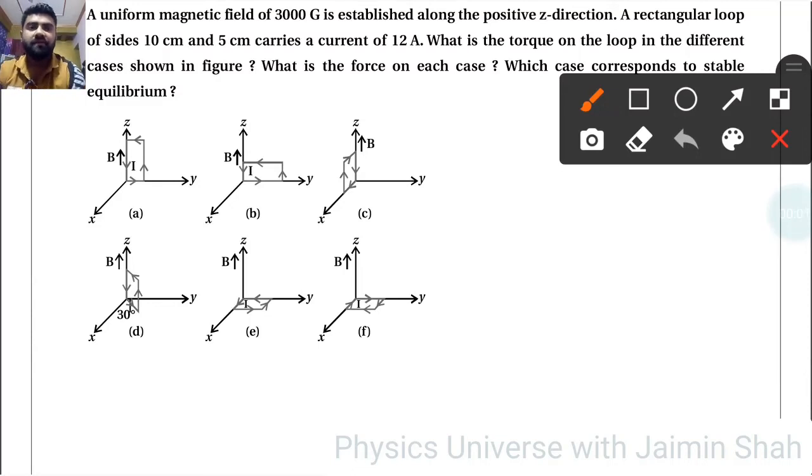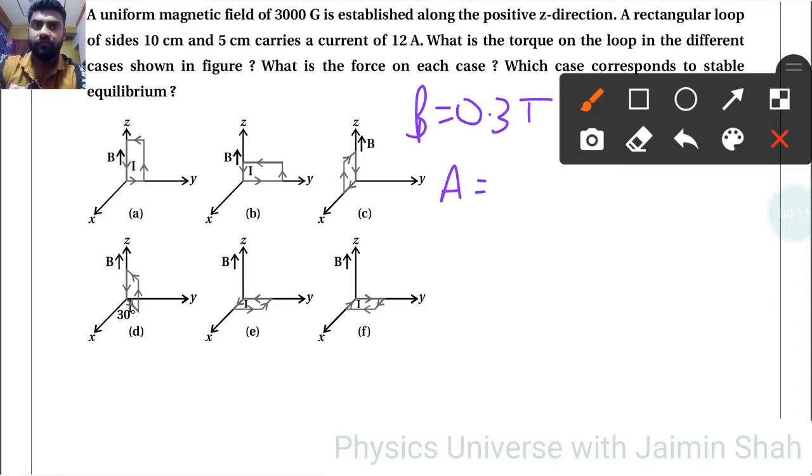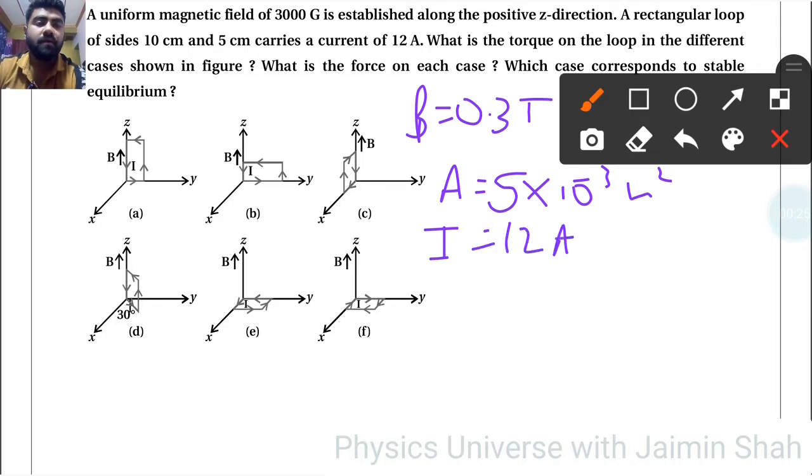In a uniform magnetic field, B is equal to 0.3 Tesla, established along the positive z direction, a rectangular loop of sides 10 centimeter and 5 centimeter is placed. So the area is 0.1 into 0.05, that is 5 into 10 raised to minus 3 meter square. Current I is equal to 12 ampere. What is the torque on the loop in the different cases shown in the figure?